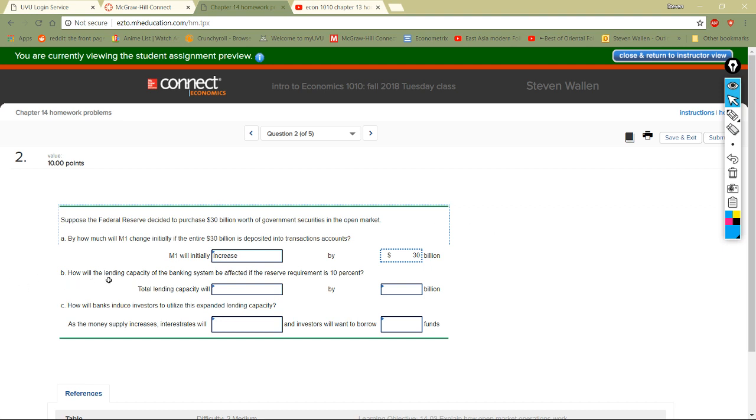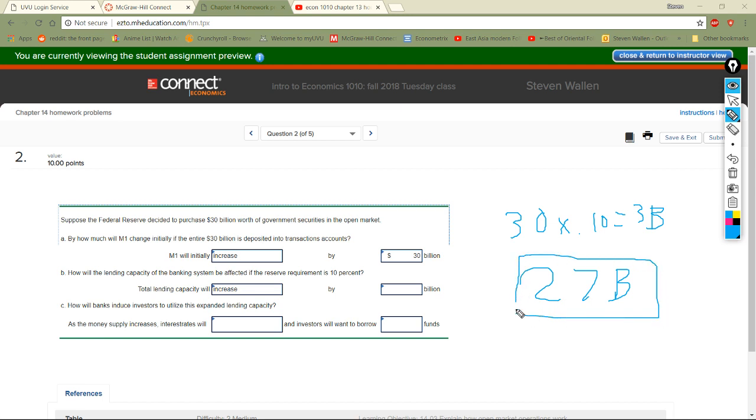Okay? How will the lending capacity of the banking system be affected if the reserve requirement is 10%? Well, total lending capacity will increase. And the thing that's interesting here, okay, we have 30 billion. That's how much gets put into the system. However, how much of this 30 billion do they have to keep back? Times 0.10 equals 3 billion they have to keep back, okay? Because you have a required reserve ratio amount. So you end up with 27 billion that the banks can work with. 27 billion.